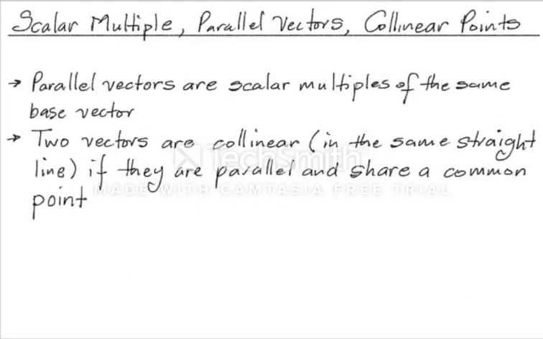All right, scalar multiple, parallel lines, collinear points. Parallel vectors are scalar multiples of the same base vector. We're going to see that in a second. Two vectors are collinear, and the word collinear means in the same straight line, if they are parallel and they share a common point. How would we know if they're parallel? They're parallel if one is a scalar multiple of the other. So if they are parallel and they share a common point, the two vectors are in a straight line, and are said to be collinear.